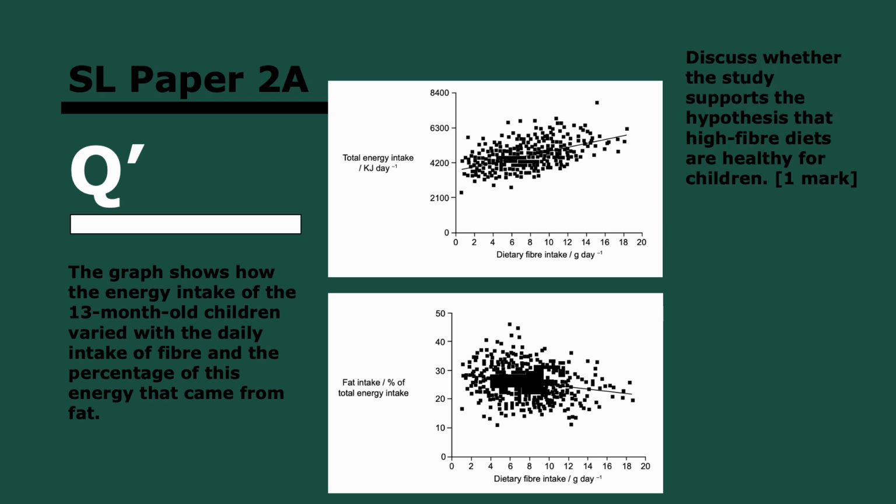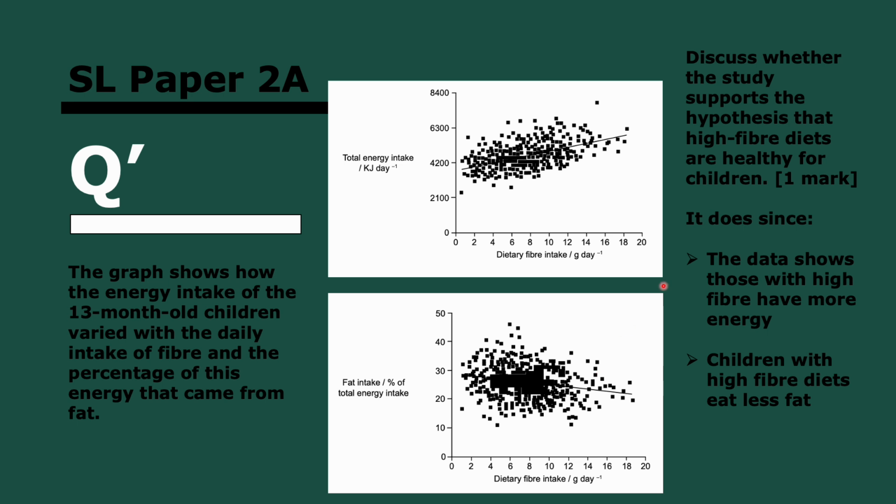Okay. Next question, discuss whether the study supports the hypothesis that high fiber diets are healthy for children. 3, 2, and 1. Okay, it does, right? Because you see that when you eat more fiber, you have more energy, which is a good thing. And also you eat less fat, which is also a good thing, right? So 2 things that you can say, it's 1 mark. So with 1, it should probably be enough.